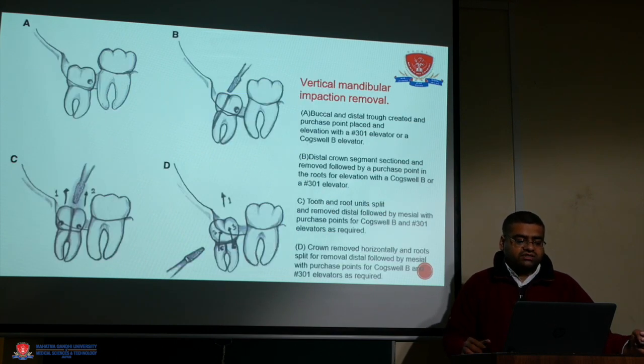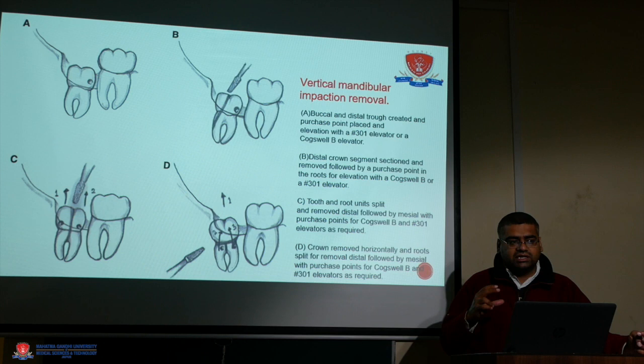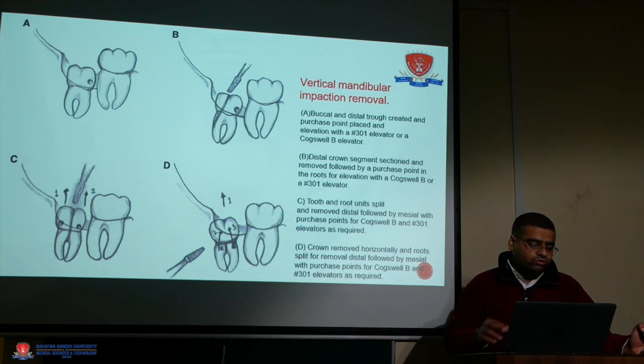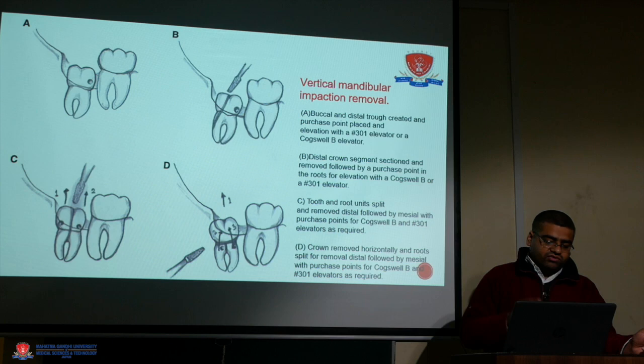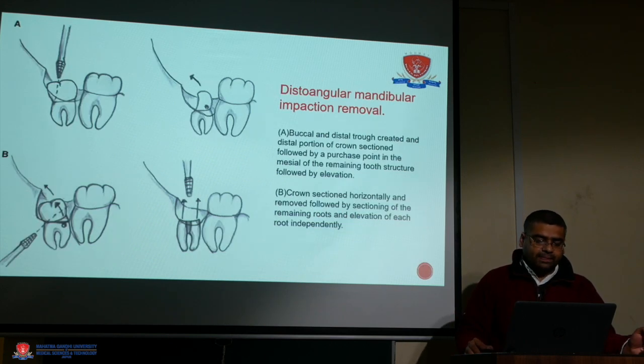Then vertical: sometimes the distal part is embedded in the ramus and there is less space between the ramus and the second molar, then we have to cut the distal crown portion as mentioned, then remove that. So there are two types, horizontal sectioning and vertical sectioning.